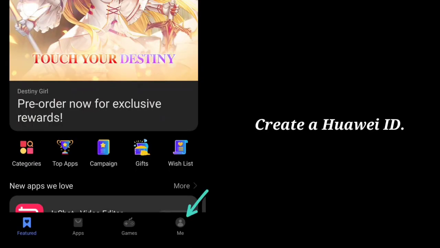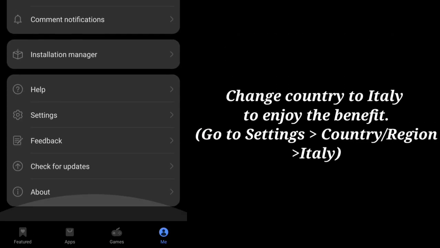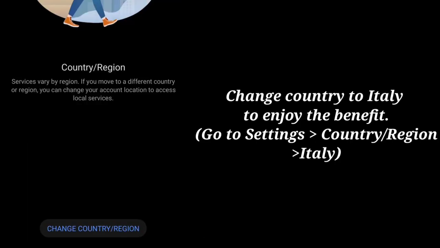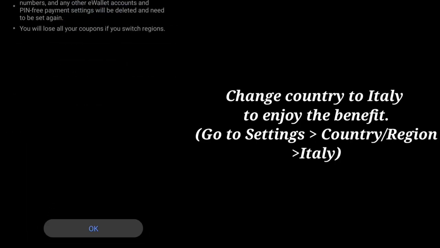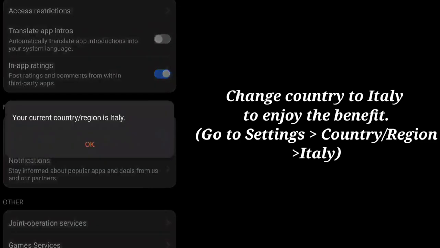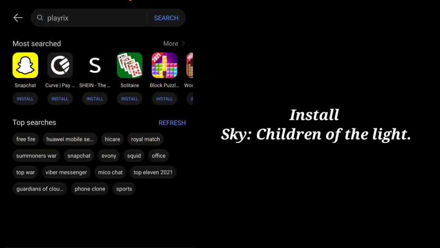Create an ID with your email. Make sure to set AppGallery country to Italy. It doesn't matter where you live, you can easily switch country to Italy to enjoy the benefit from the campaign. Search for Sky Children of the Light and install it.